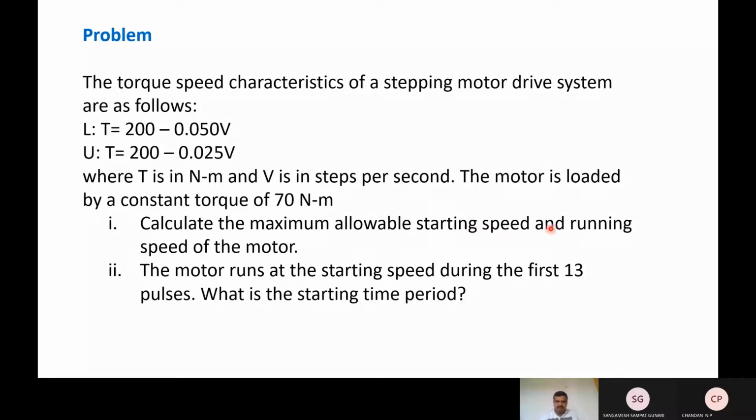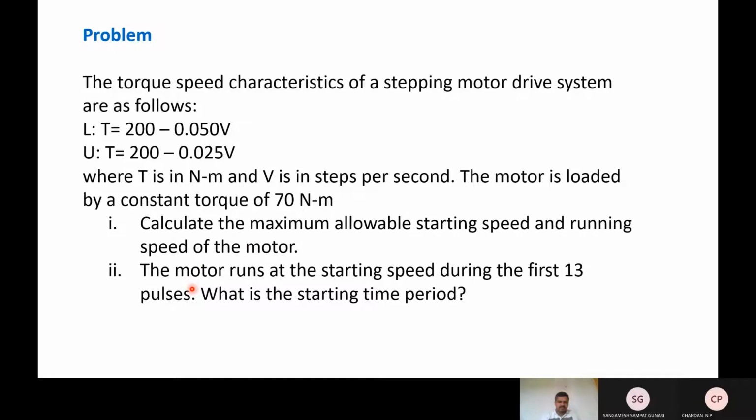Next, if you want to find out the maximum running speed of the motor, you should go for the U curve, that is represented by this equation: T is equal to 200 minus 0.025 V. Now in this equation, substitute torque, and you will get the max running speed of the motor. Like that you can find starting speed and running speed.